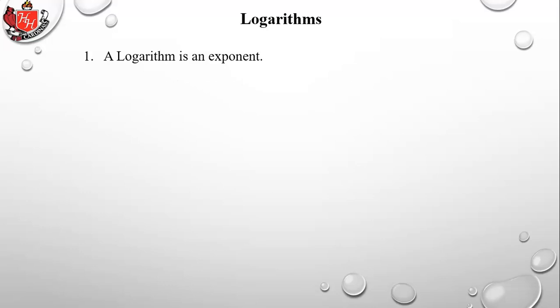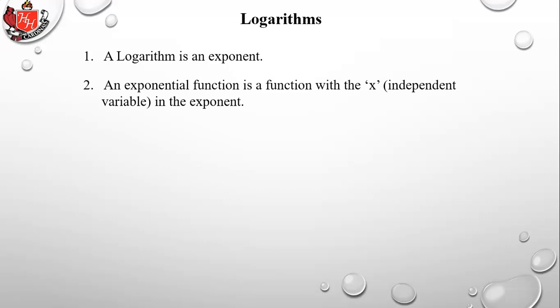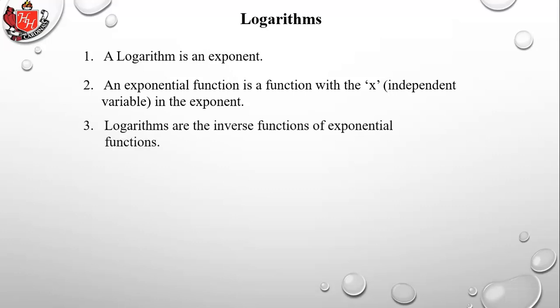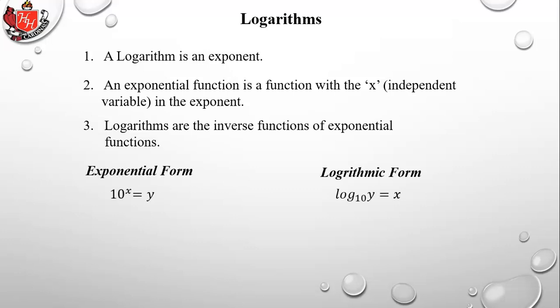So a logarithm is an exponent. An exponential function is a function with the x independent variable in the exponent. So logarithms are the inverse functions of exponential functions. So here's an exponential form of a basic logarithmic function. 10 to the x equals y. So 10 raised to some exponent x will give you some number y.